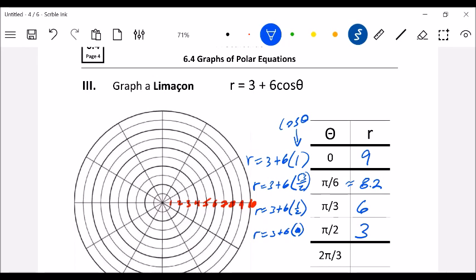Okay, well, let's graph those first. 0 and 9 are out here, covering up most of the number. And of course, here's pi over 6, pi over 3, and pi. And here is, oh, not pi, pi over 2, and this one's pi.